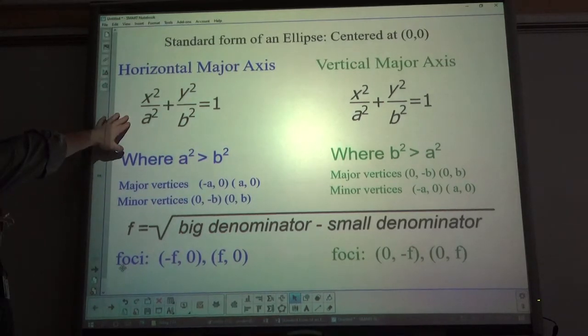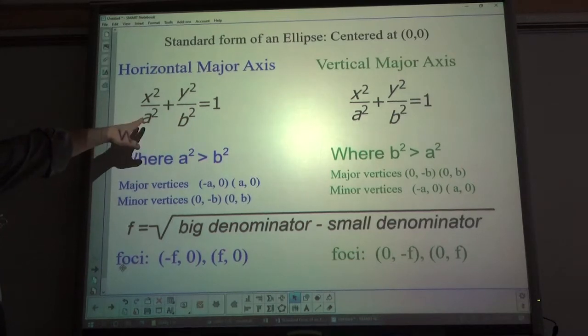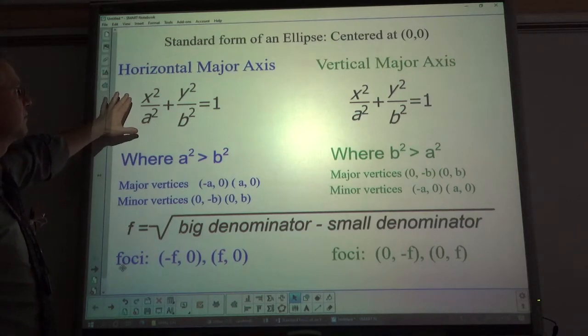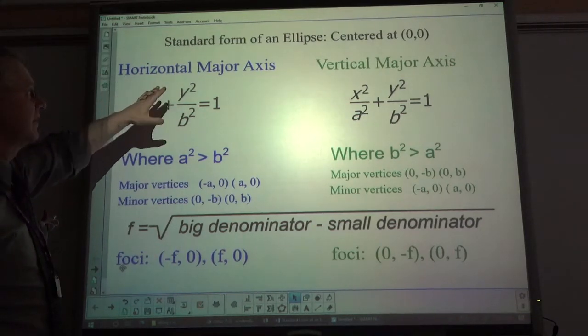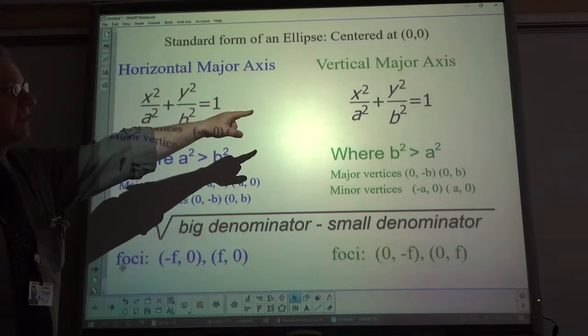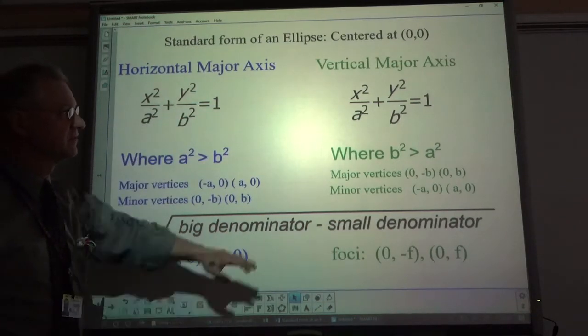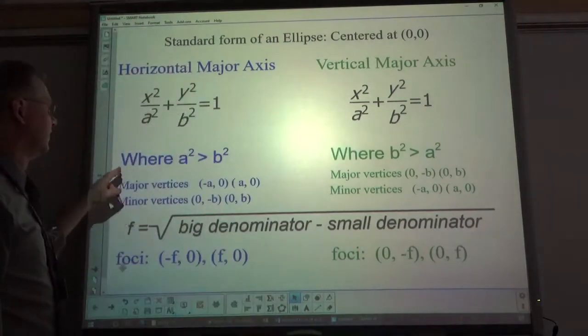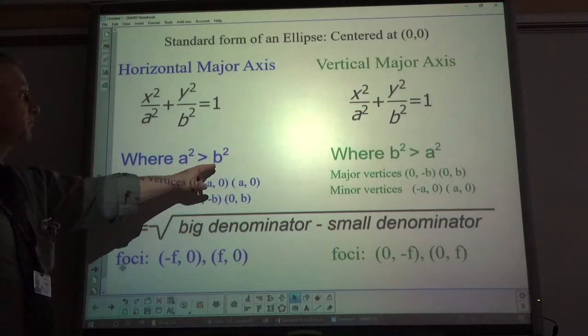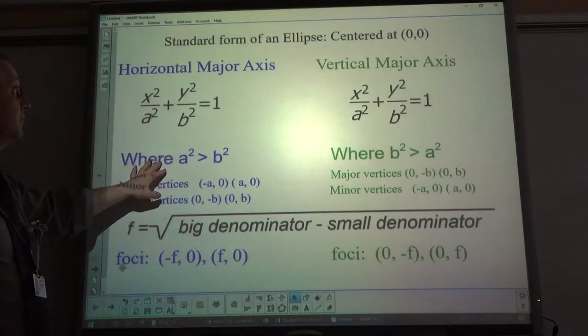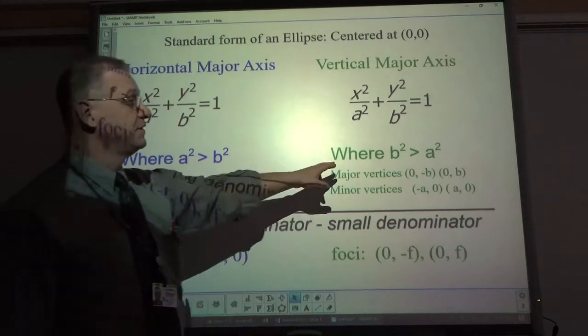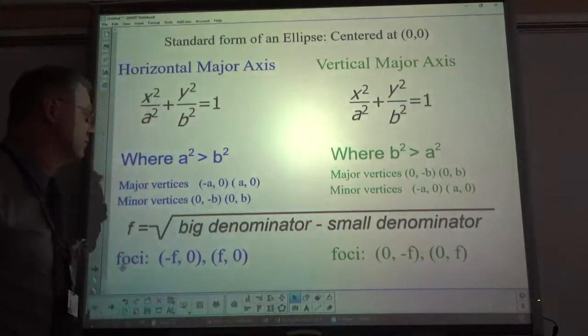So this is the equation. I'm not sure why it's funky like that. It's the way the program did it. But this is the equation in standard form for a horizontal major axis. And with a vertical major axis, you have it over here. A squared is greater than B squared for a horizontal, and B squared is greater than A squared for a vertical.